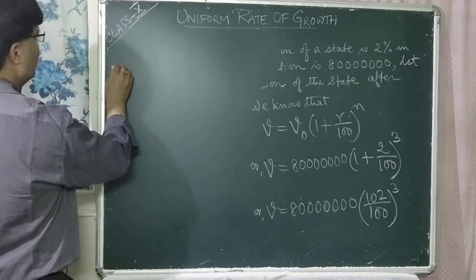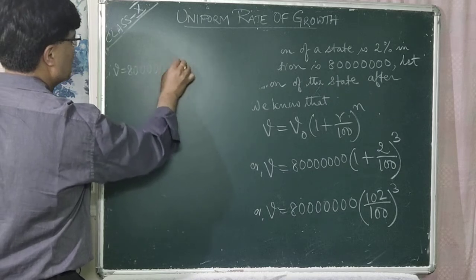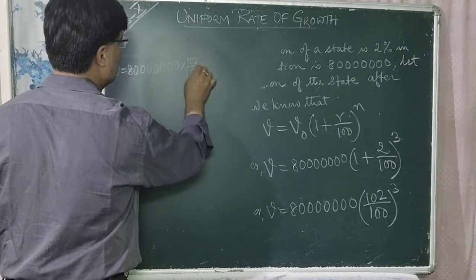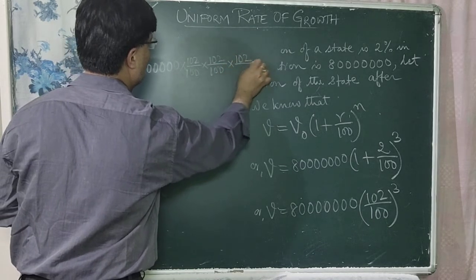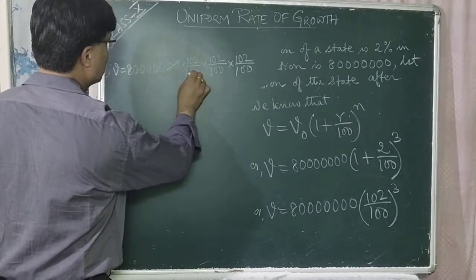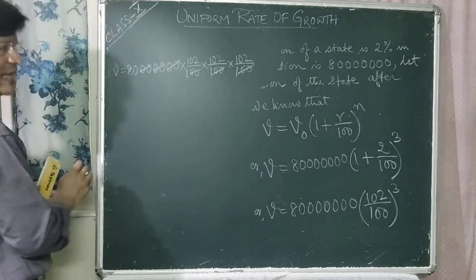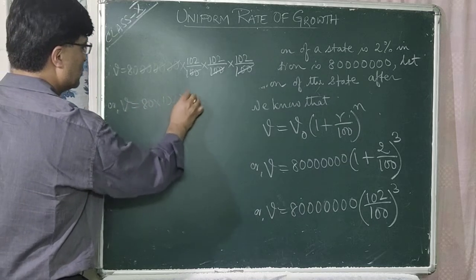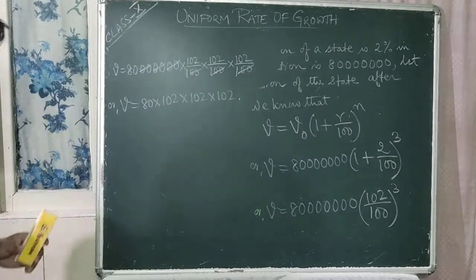Now let's simplify it. Therefore V is equal to 8 and 7 zeros into 102 by 100 into 102 by 100 into 102 by 100. Now you can cancel here. This 00 gets cancelled. Again this 00 gets cancelled. Again this 00 gets cancelled. Or V is equal to 80 into 102 into 102 into 102, right?